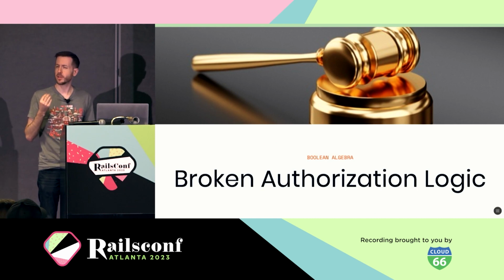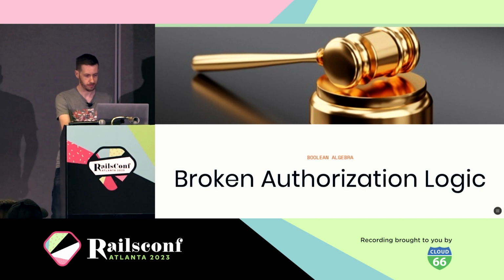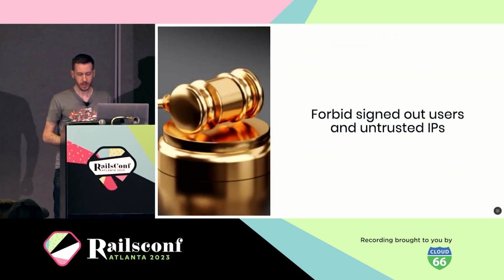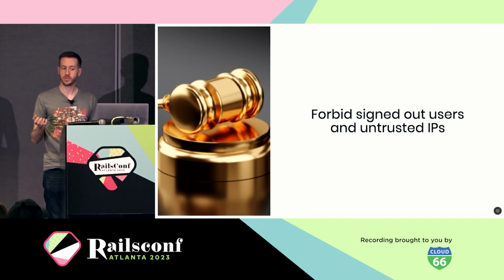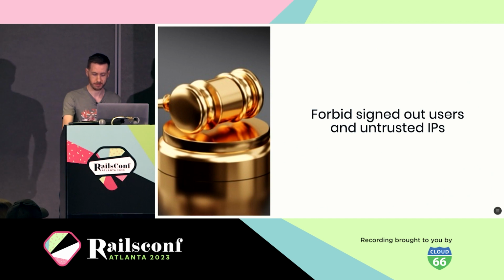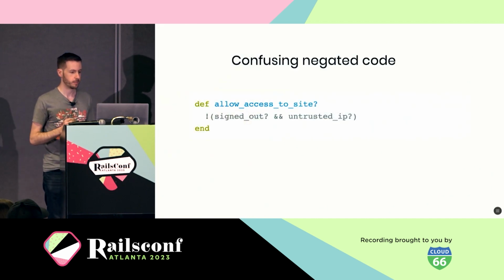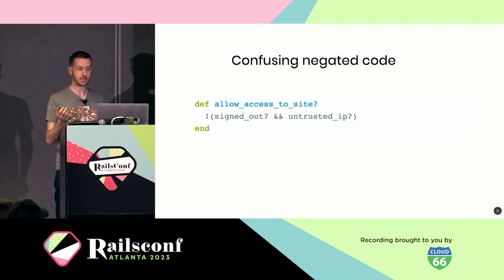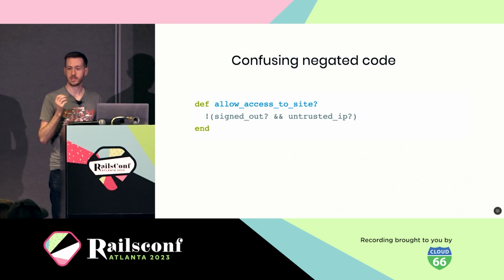So we've seen some confusing code, but let's look at some actual broken code. We've got a feature where we want to forbid signed out users and untrusted IPs from accessing our website. And the code looks something like this. So we have a method, allow access to site, and we say not signed out and untrusted IP.